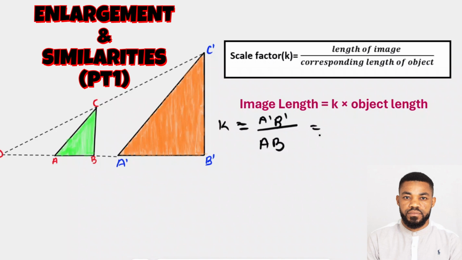It is also the same as using, let's say, B sub 1 C sub 1 divided by BC, which is also the same as using A sub 1 C sub 1 divided by AC. So all these can be used to find the scale factor, which is K. So when we ask you to find the scale factor, just use one set of corresponding sides and find the scale factor. You can't use all of them because you end up getting the same thing. Now let's use this idea to work some questions.